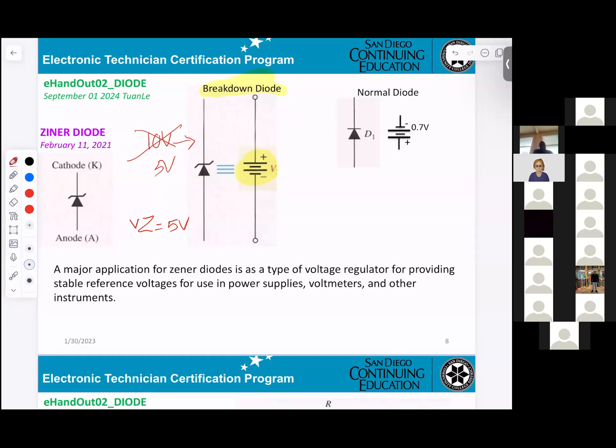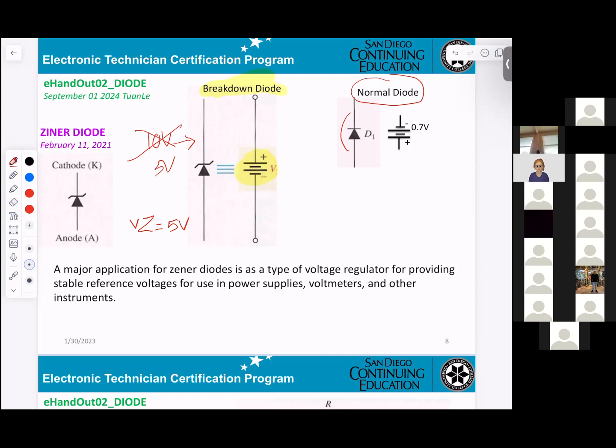Second one. Now, when a Zener is not in breakdown, it can also work like a normal diode. If the voltage difference is higher than 0.7, it's just on, or it can be off if the voltage is less than 0.7. So when you see it in the circuitry, you have to recognize this is the Zener diode.